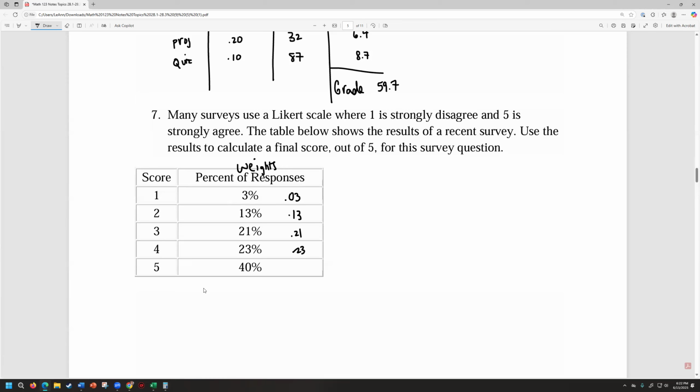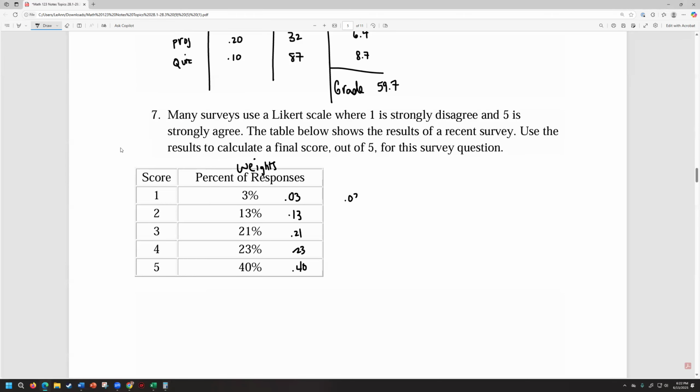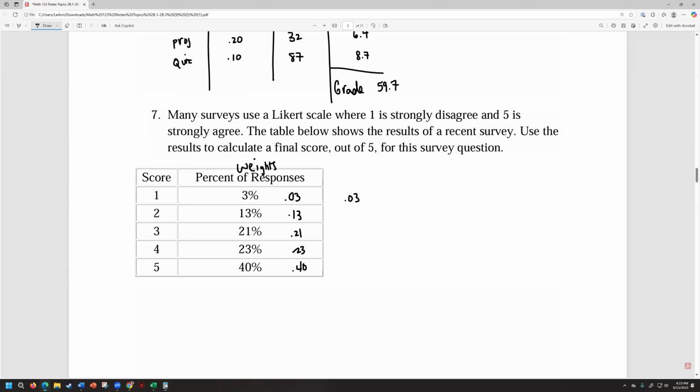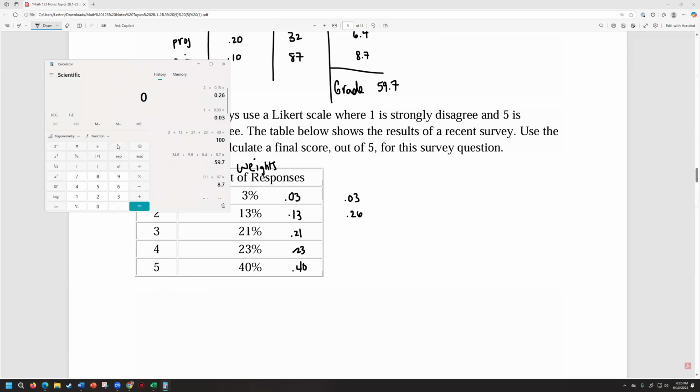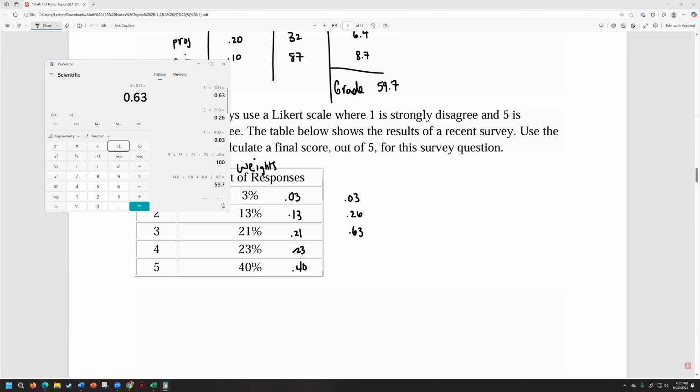0.21, 0.23, and 0.40. These are our values. These are the actual rankings. Okay. So we're multiplying 1 times 0.03. That would just be 0.03. And then we do 2 times 0.13. That would be 0.26. And remember, what we're going to add this up to should be a score between 1 and 5. So it shouldn't add up to 100 points like our grades do, because the max you could report on this was a 5. 3 times 0.21 is 0.63. And then 4 times 0.23 is 0.92.